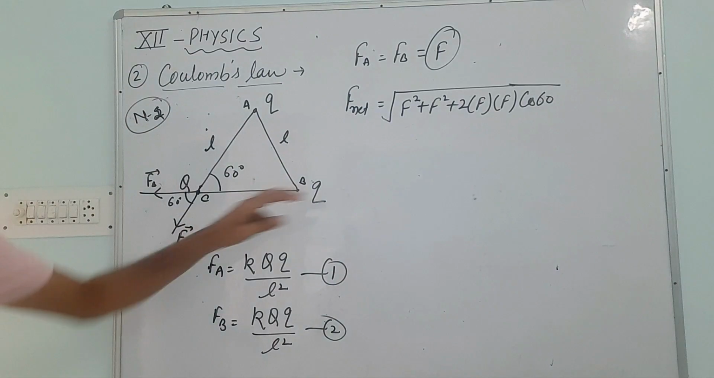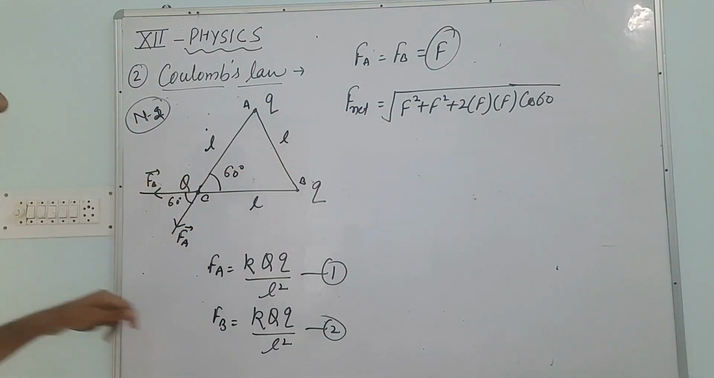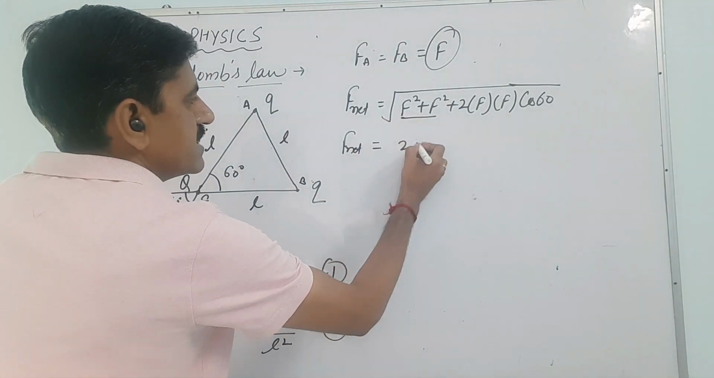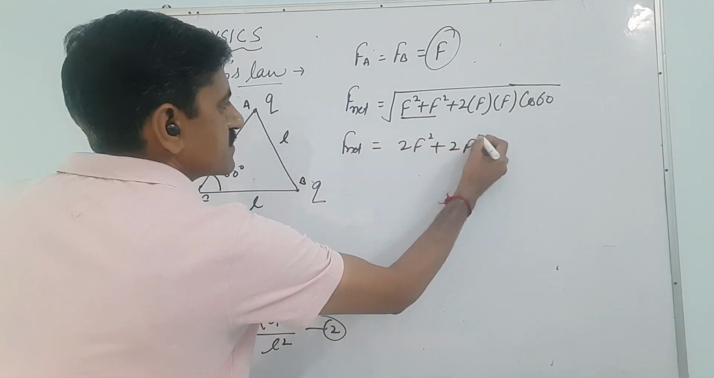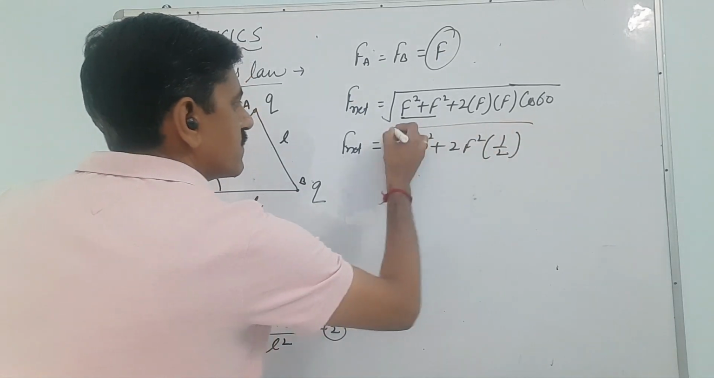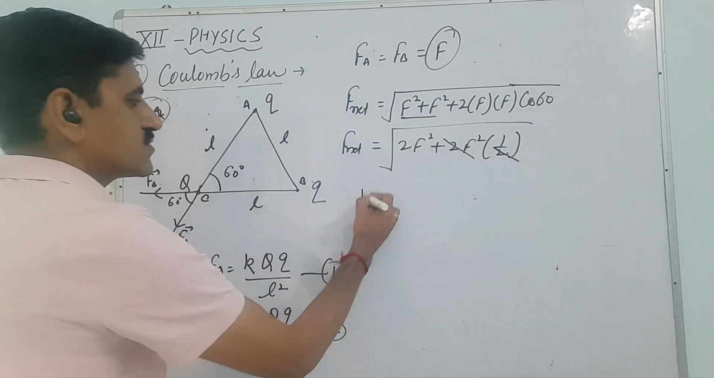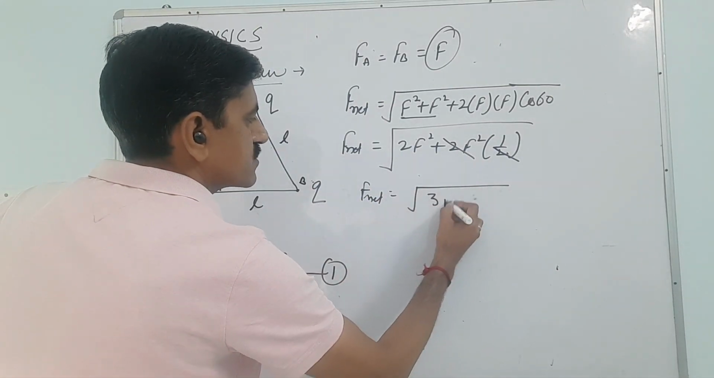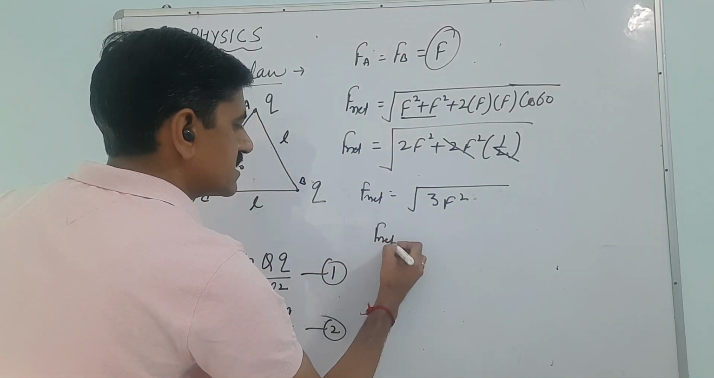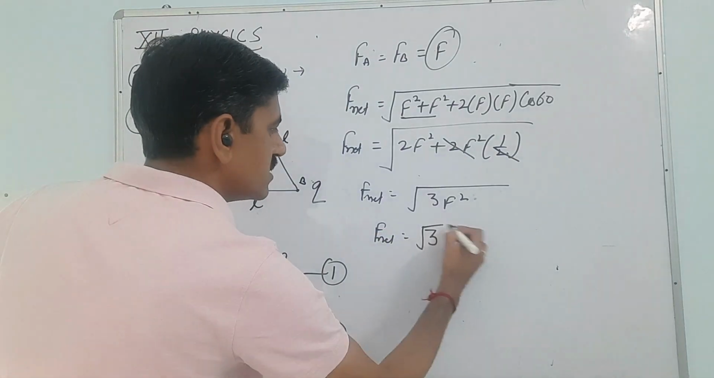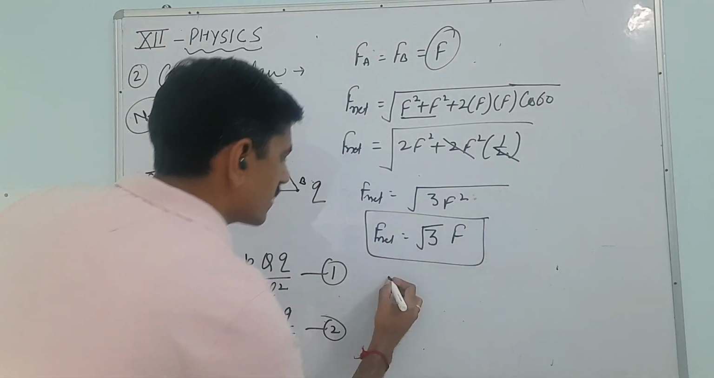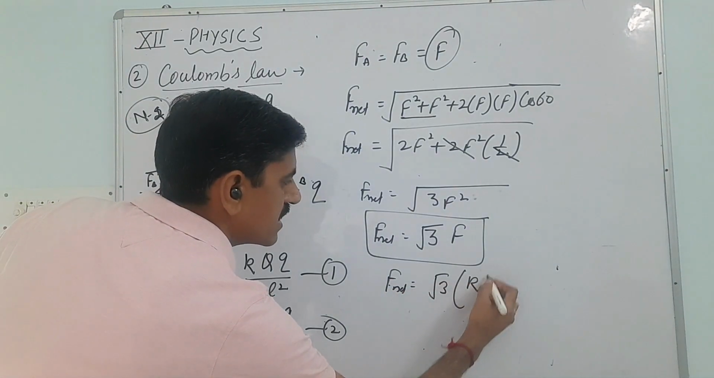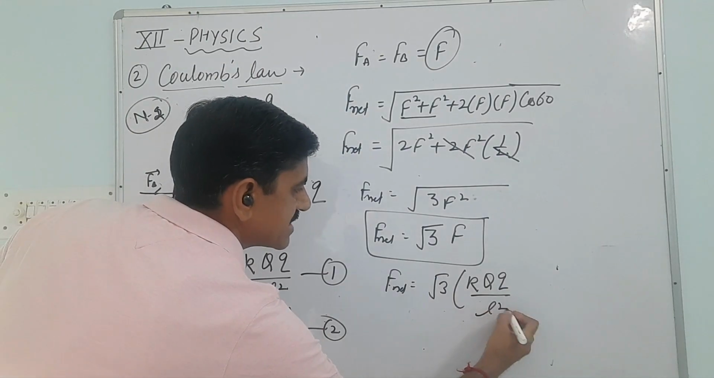I hope it is clear. We have studied this formula in class 11th. Applying this, so this is F net. So this is twice F square plus twice F square cos 60. Cos 60 is half. Cancel out. So F net would be 3F square under root. So ultimately the answer is F net is root 3 F. Or you can put the value: F net is root 3 times K Q by L square.